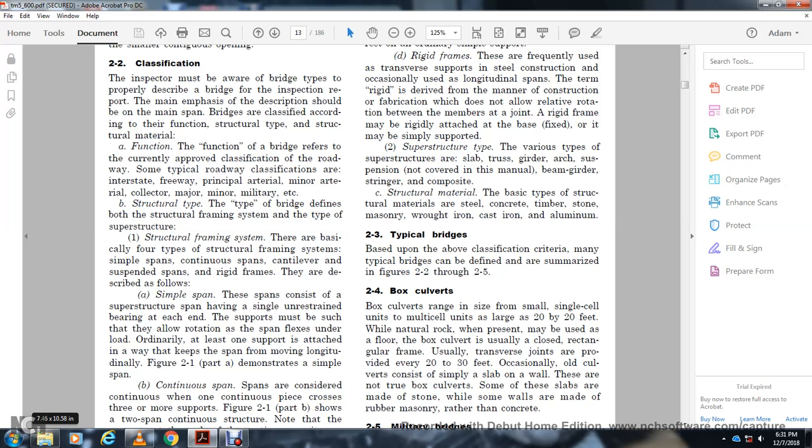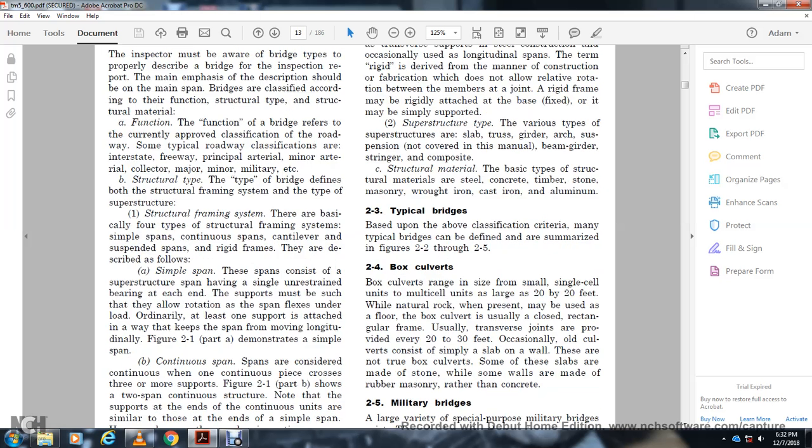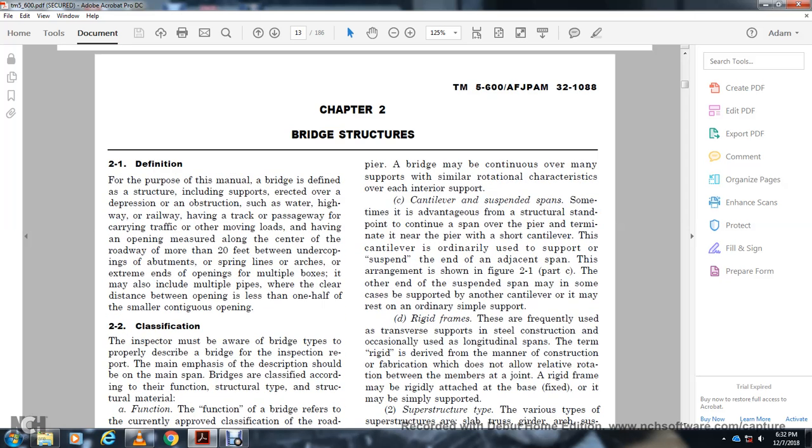Figure 2.1, Part A, demonstrates the simple span. Next, the continuous span. A span is considered continuous when it has three or more supports. Figure 2.1, Part B, shows a two-span continuous structure. Note that the support at the end of the continuous unit is similar to the end of a simple span. However, over the center support the member of the continuous span is restricted in rotation to the area adjacent to the pier. The bridge may be continued over many supports with similar rotational character, even over the interior supports.